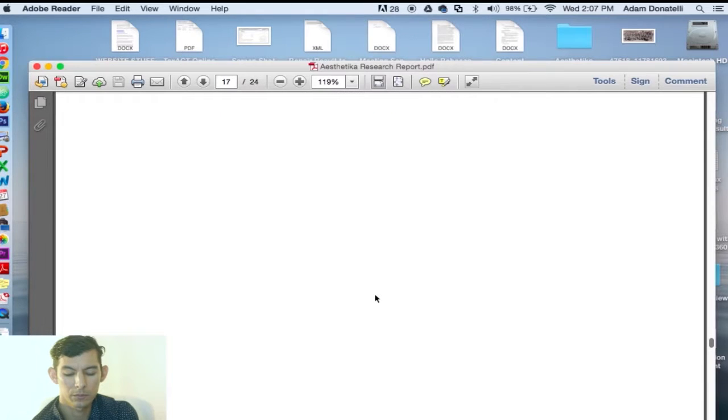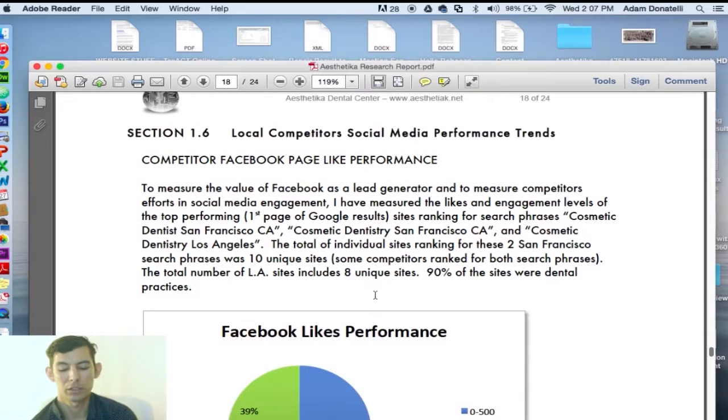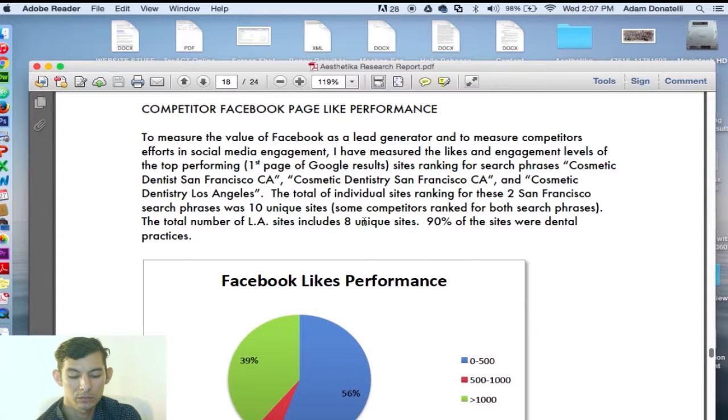All right, now let's check out Facebook performance. What's working in social media? What's not working in social media? What I'm looking at here is 10 unique sites, and the total individual sites ranking for these is 18 unique sites. So actually a total of 18 social media accounts, looking at both San Francisco and LA.